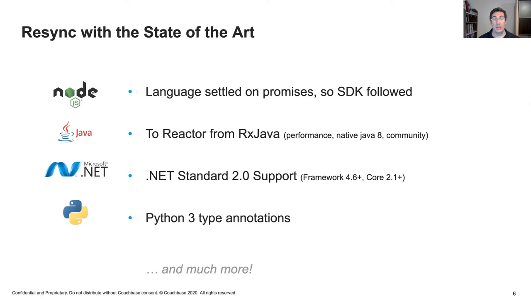So in SDK 3, the Node SDK now follows that standard and uses promises as a first class concept. On the Java side, we moved from RxJava to Reactor for many different reasons: performance reasons, native Java 8 support, a bigger community around it. And there were other changes that we had to make which would have broken the API in any case. So we decided to make some adjustments there as well. On the .NET side, we moved to .NET Standard 2.0, requiring a new framework version, supporting .NET Core, etc.